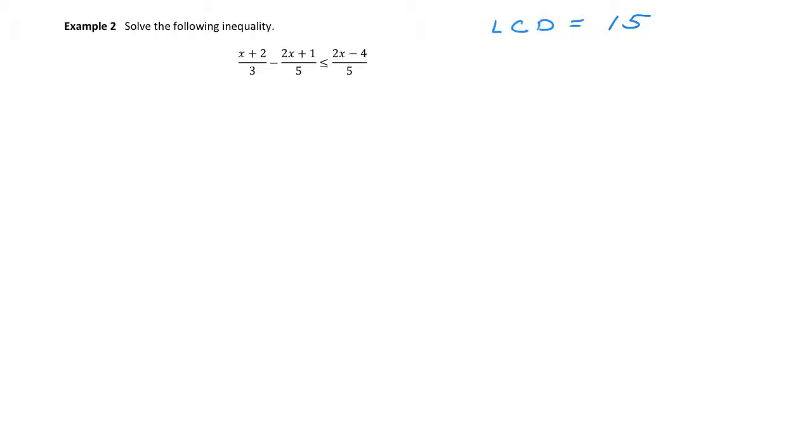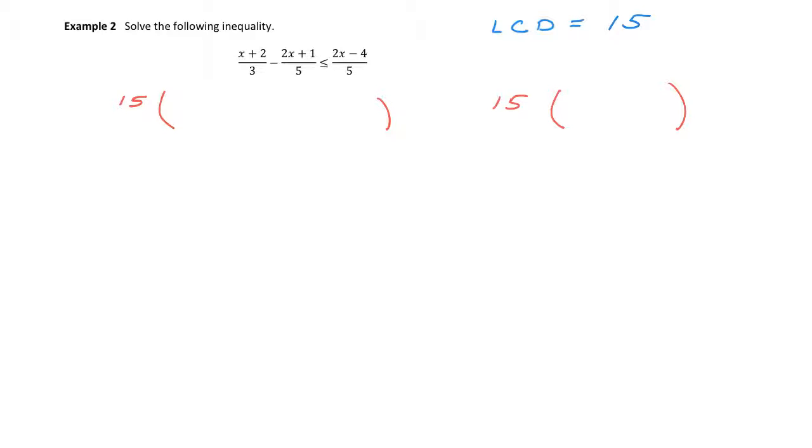That's my least common denominator. So I'm going to go through and put in this kind of extra step in the middle where I multiply every single term by 15. So as my first step, I'm just taking 15 and multiplying it to the entire left side and doing the same thing to the right.